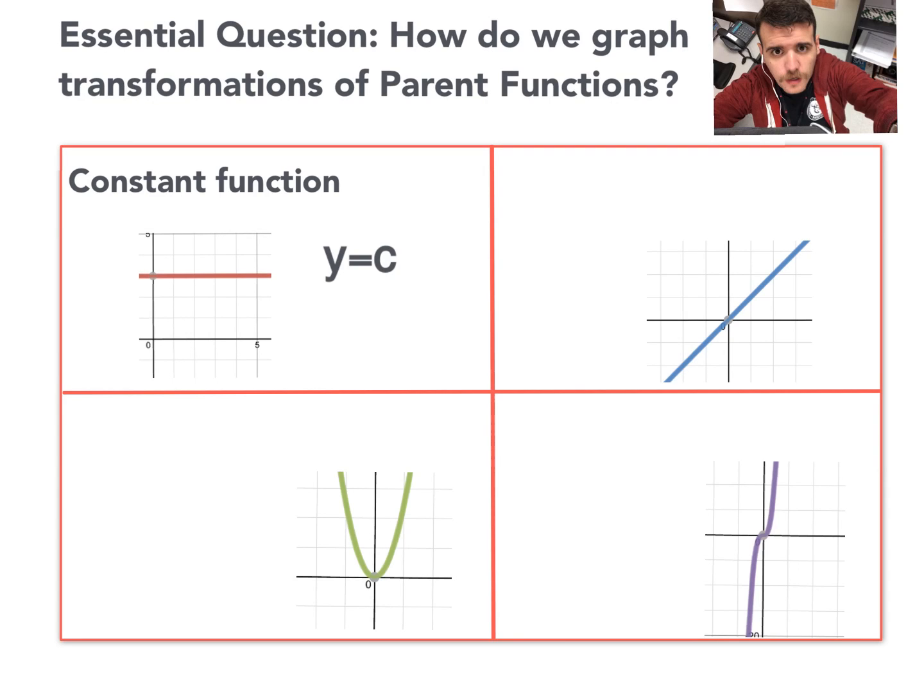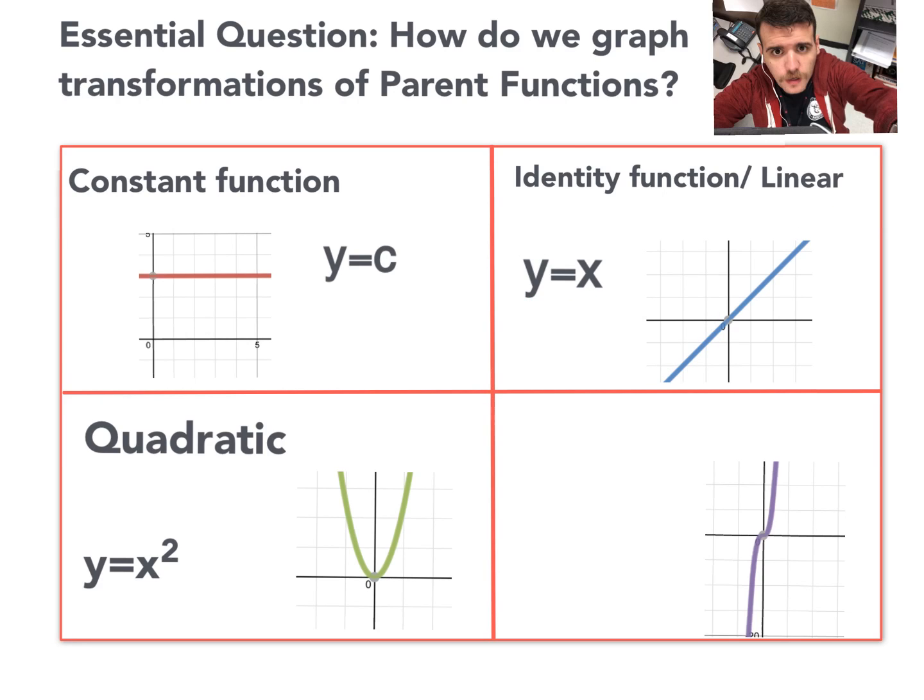This is called a constant function, and its equation is of the form y equals c, where c is just some constant, some number. The next is the identity function, or just a linear function. That's y equals x. That's whenever you get the straight line right through. Up next is, you guessed it, the quadratic, y equals x squared. That's a parabola. And then over here, that's the cubic function, y equals x cubed.